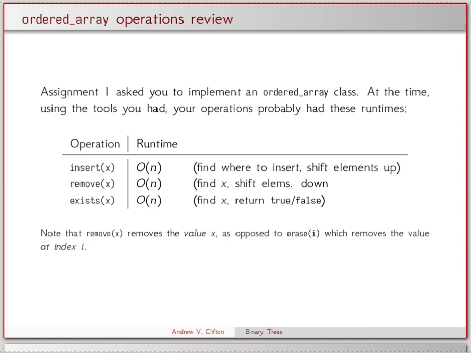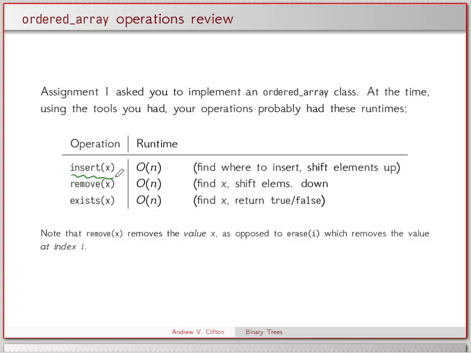All right, hello everybody. So this is the beginning of module 4 here, but we're going to take a little step backwards and go back to look at what we did in assignment 1. In assignment 1, you had to implement an ordered array class. Depending on how you implemented that, your operations could have had different runtimes. We weren't thinking about runtime when we built it, but the most straightforward way to implement the main operations on that class would probably look like this, right?